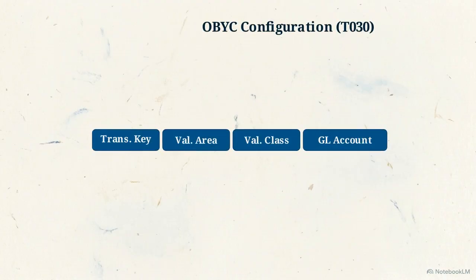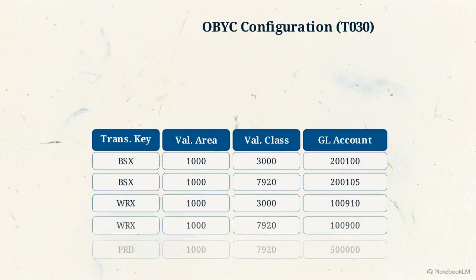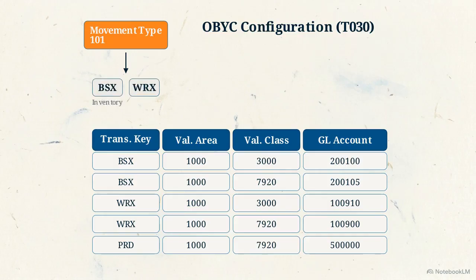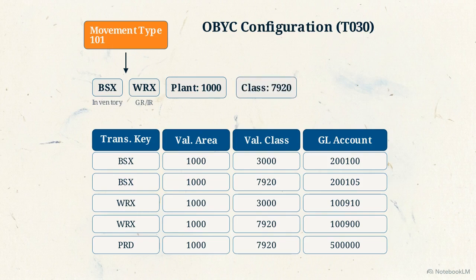This data grid represents the OBYC configuration table. It shows how SAP determines which specific 6-digit general ledger accounts to use for that transaction, completely automatically. The process starts with the movement type. When you receive goods against a purchase order, movement type 101, SAP calls up specific transaction keys. It uses BSX for inventory postings and WRX for the GRIR clearing account.